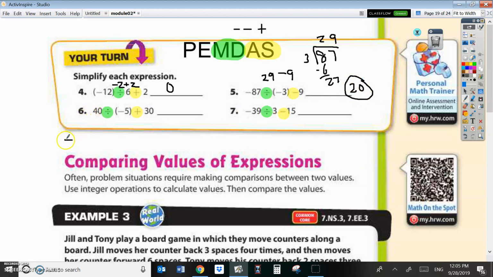Positive divided by a negative is a negative. So it's going to be negative 8 plus 30. That's going to be 22. Negative divided by a positive is a negative. Negative 13 minus 15 is negative 28.